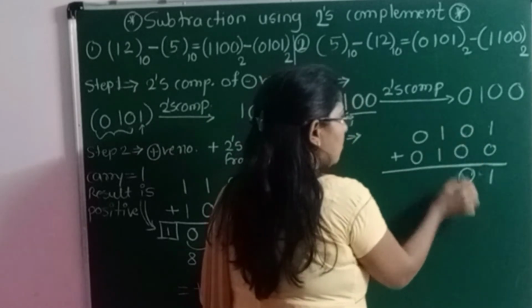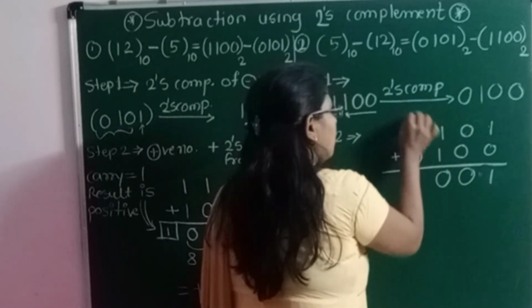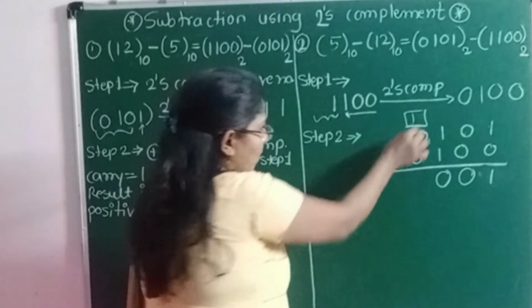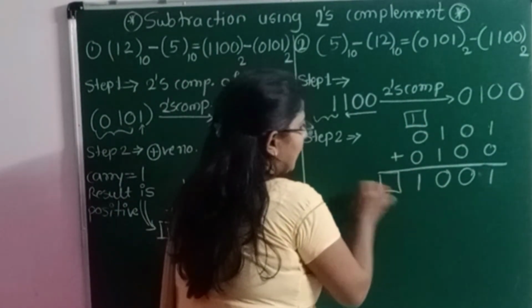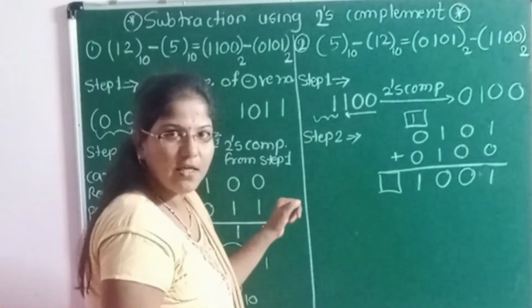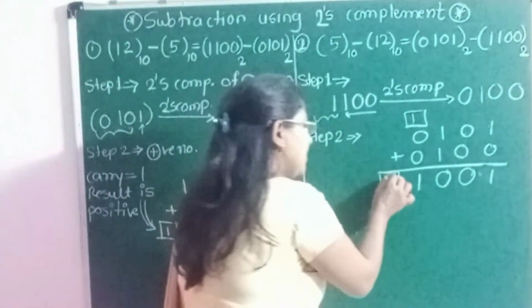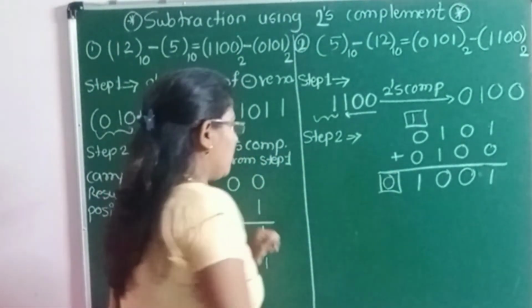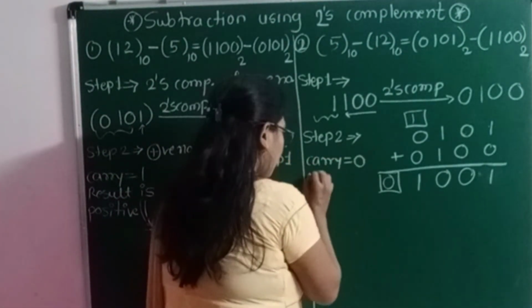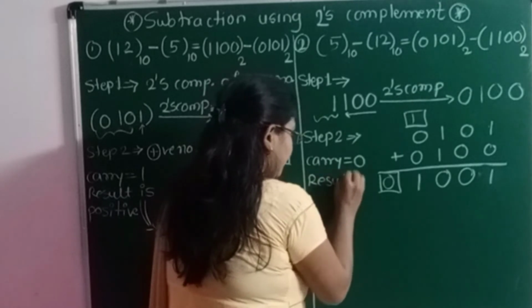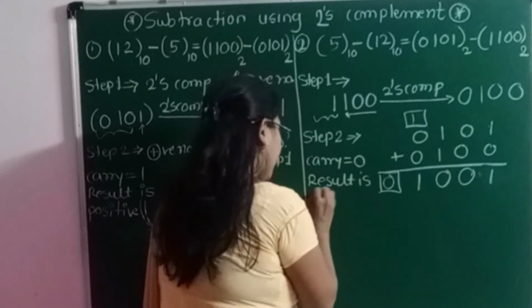0 plus 0, 0. 1 plus 1, sum is 0 and carry is 1. 1 plus 0 plus 0, 1. What about the last carry? Are we getting any carry here? No. That means we can represent this carry as 0. So, if carry is equal to 0, the result is negative.